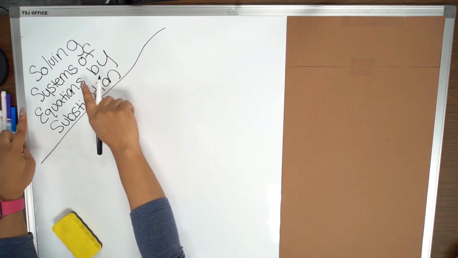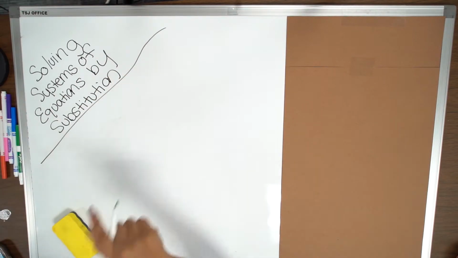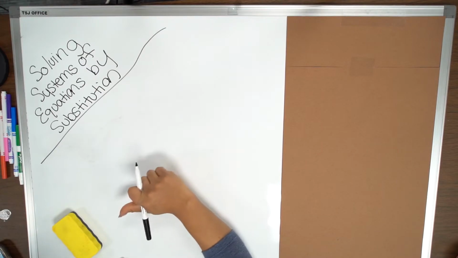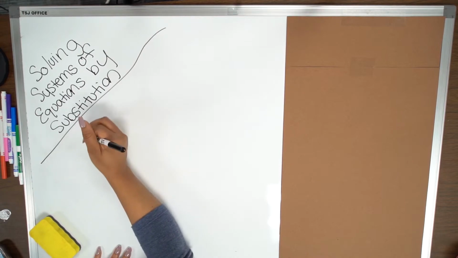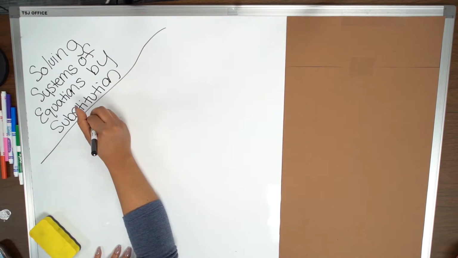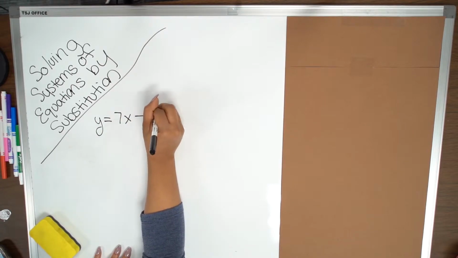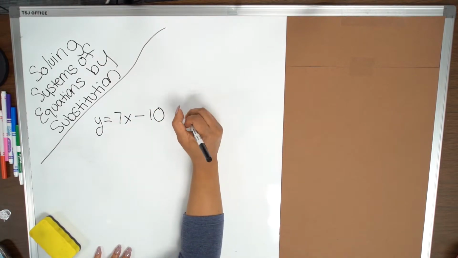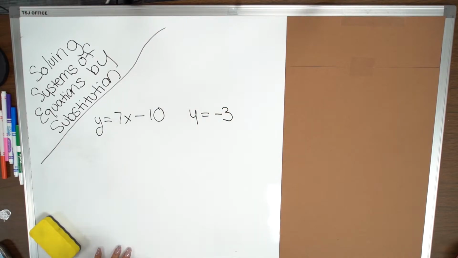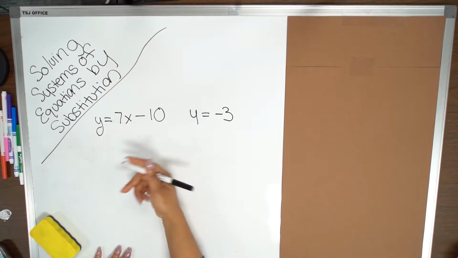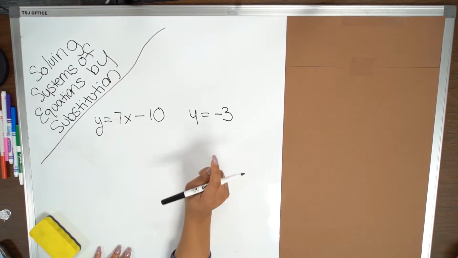PDAC. Today we're going to solve systems of equations by substitution. So I'm ready. I hope you're ready. Let's go. So our first problem is, I'll write it down here. We have y equals 7x minus 10 and y equals negative 3. Okay? So the first thing I always suggest my students do is to rewrite the problem with the substitution involved.